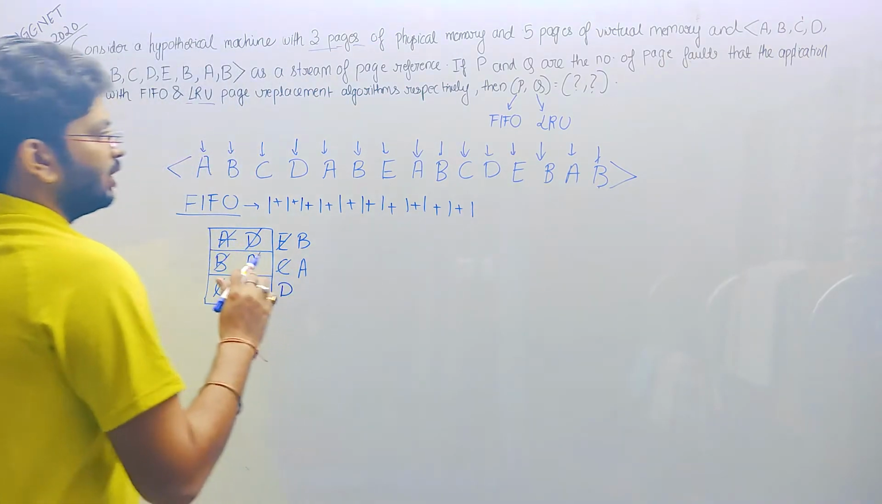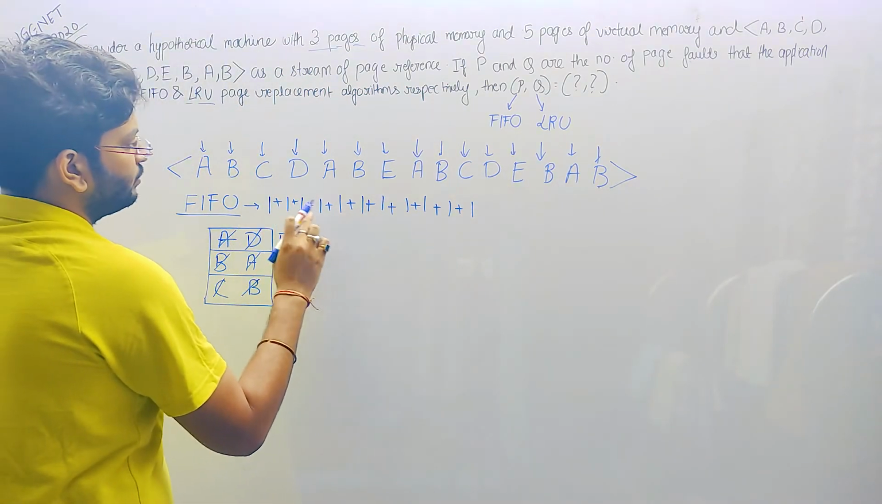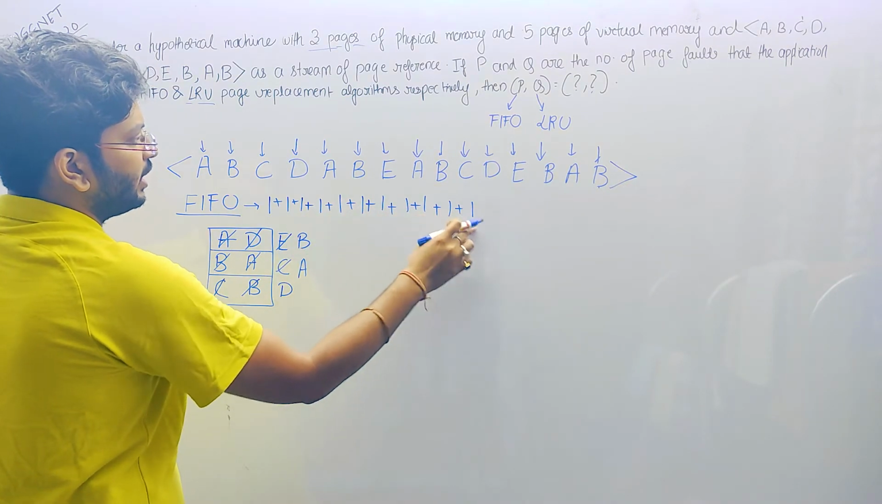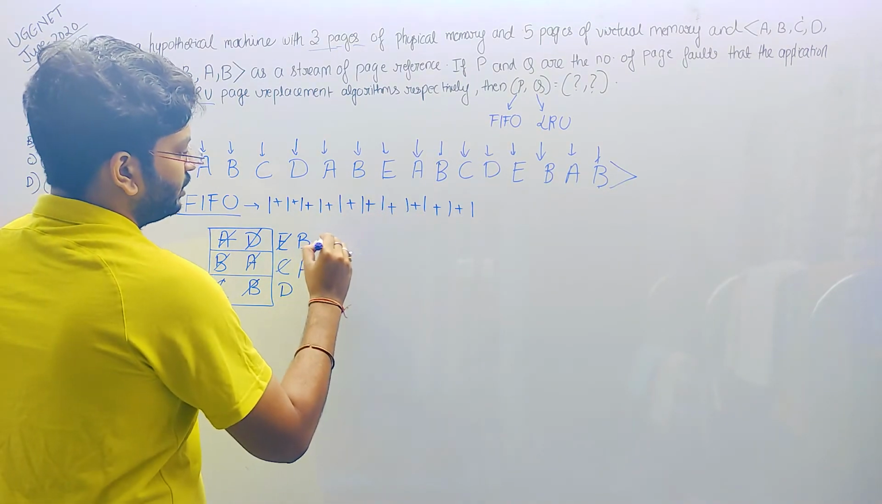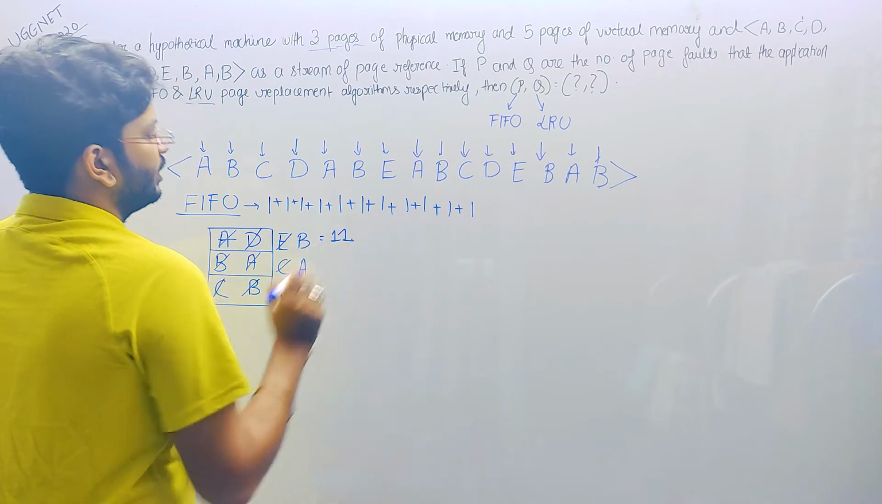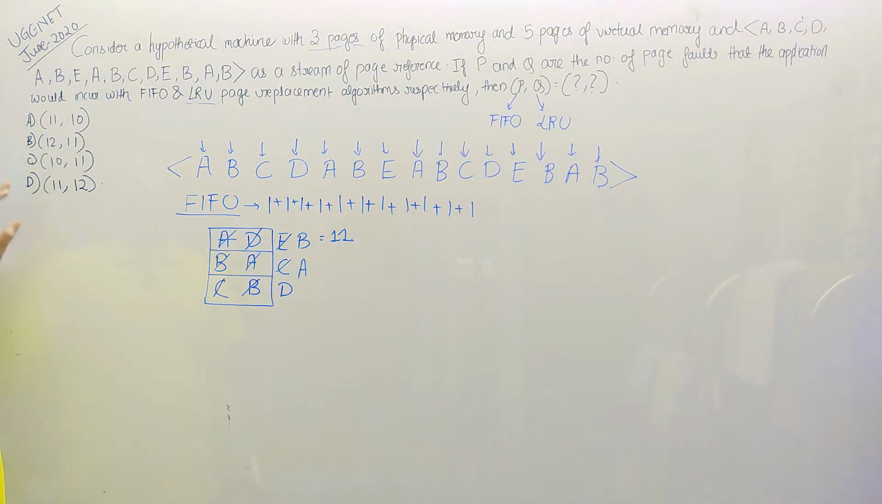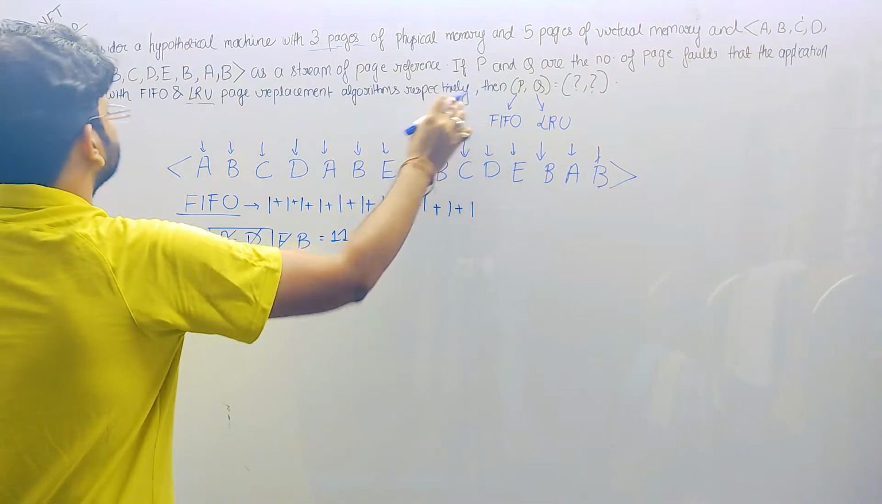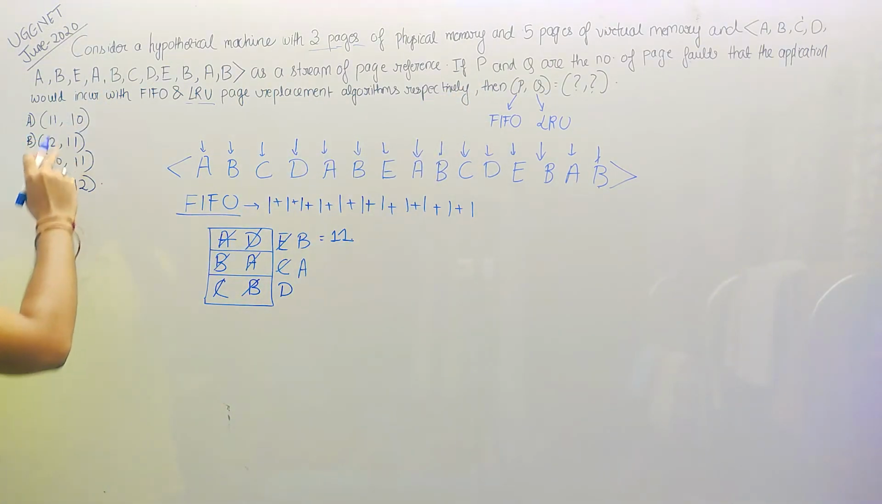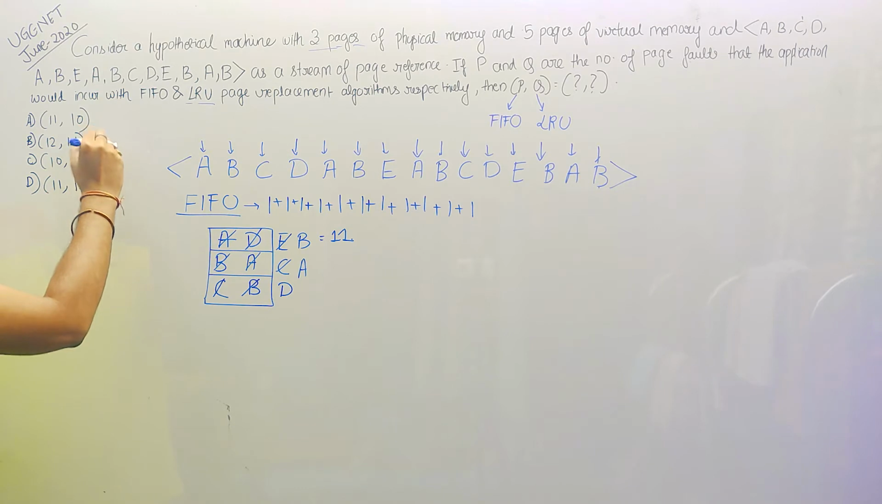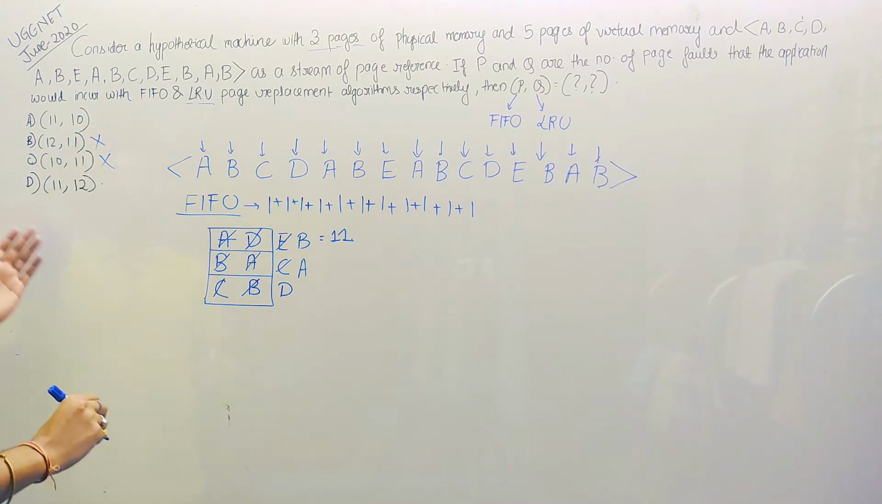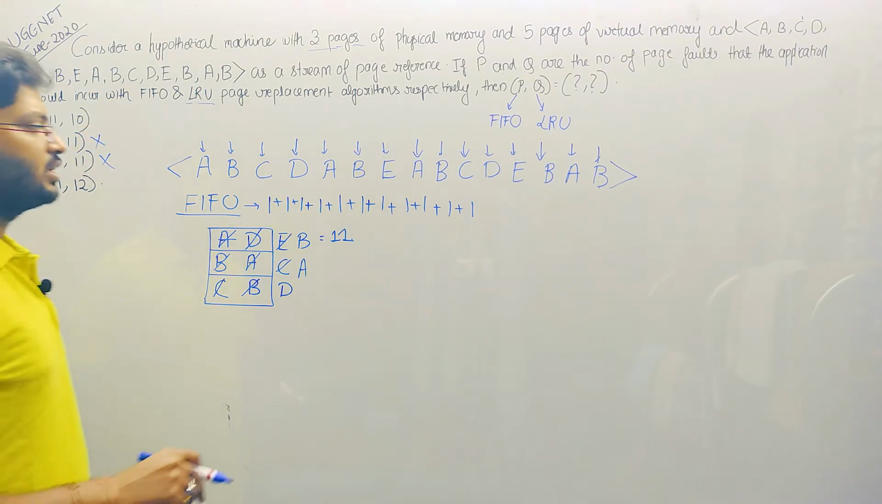So now I am going to count the total page faults. It is 1, 2, 3, 4, 5, 6, 7, 8, 9, 10 and 11. So total 11 page faults in case of first in first out. Now if I check the options, P is for first in first out, so 11 is here and 11 is here, so these two options get striked out. So we are having two options, but still we have to solve in case of LRU also.